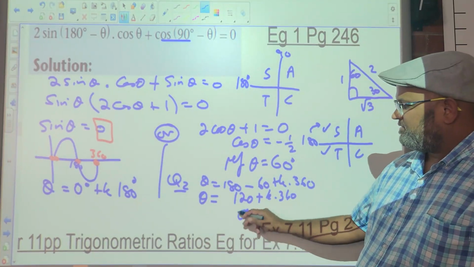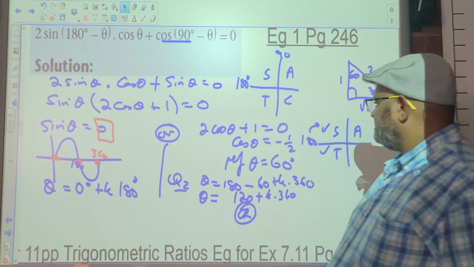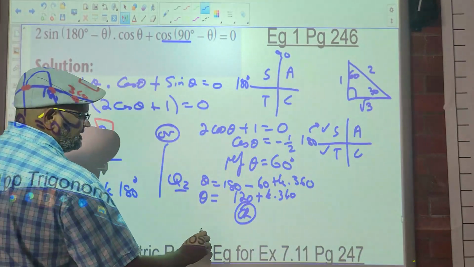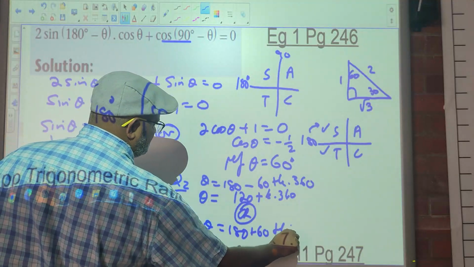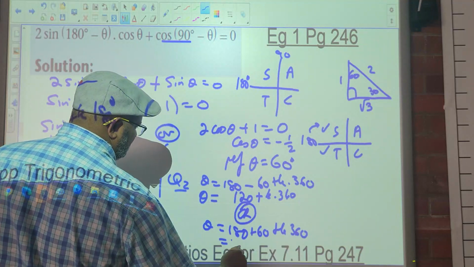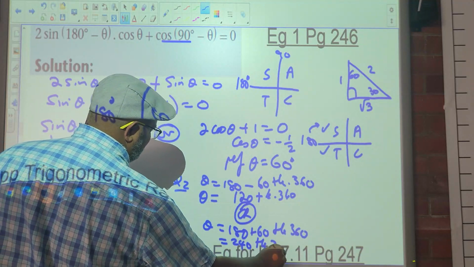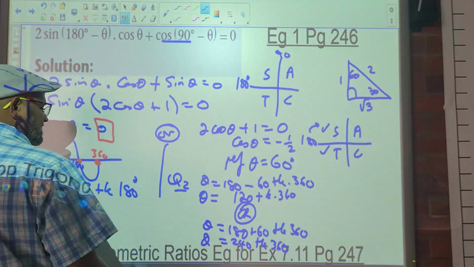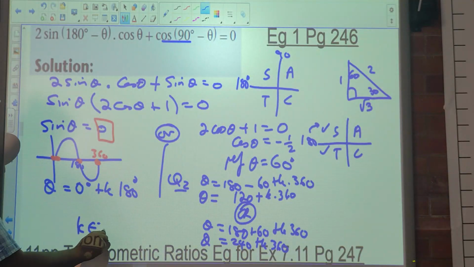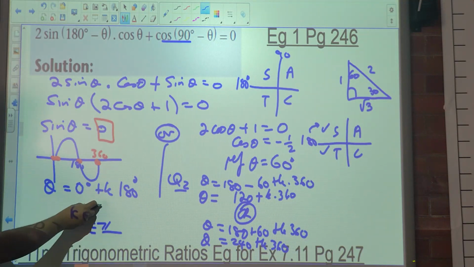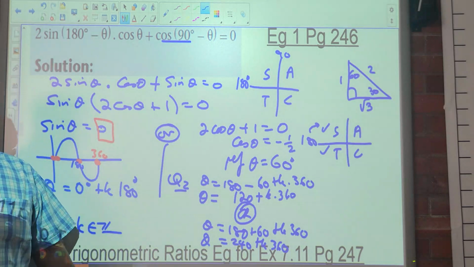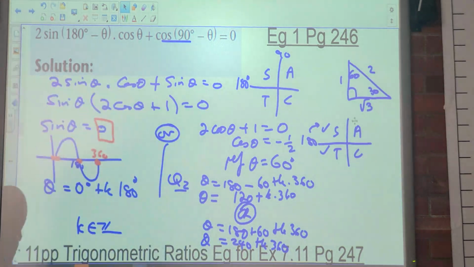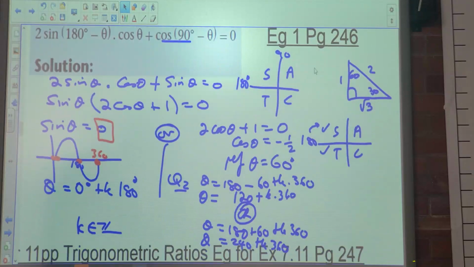Or the quadrant 3. How do you get to quadrant 3? Theta is equal to 180 plus 60 plus k times 360. So that's going to give you 240 plus k times 360. What did I forget to write here? What I should not forget to write is k is an element of the integers. Writing it once at any of the branches suffices for both. If you want to do it twice, you can write it here and here. It doesn't matter. Was there a restricted domain here? No, they asked you for the general solution, so that's where I stop.